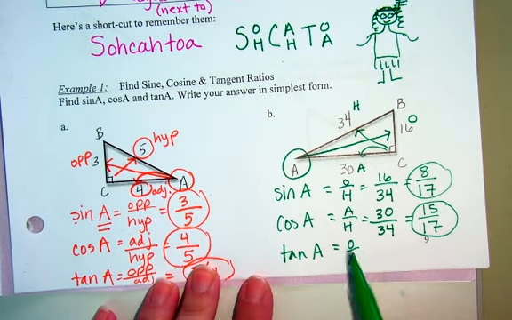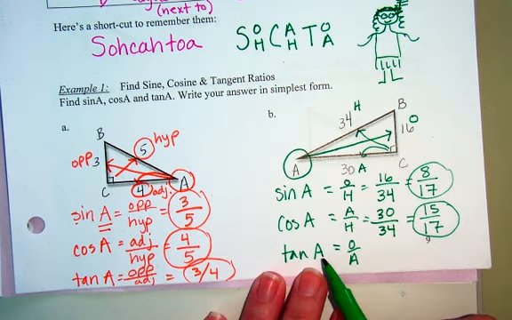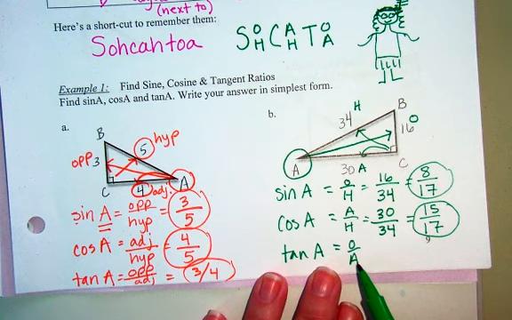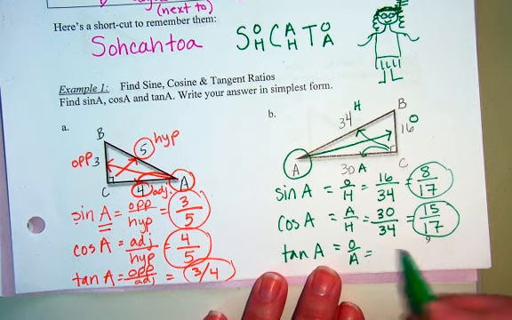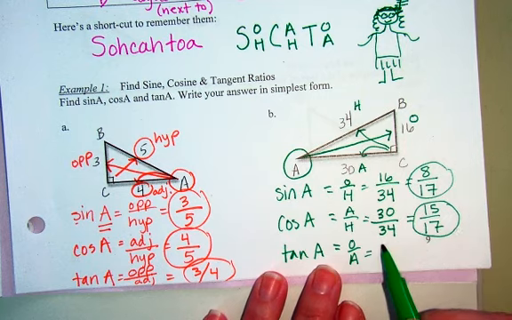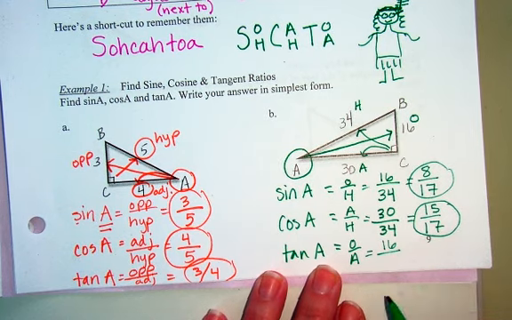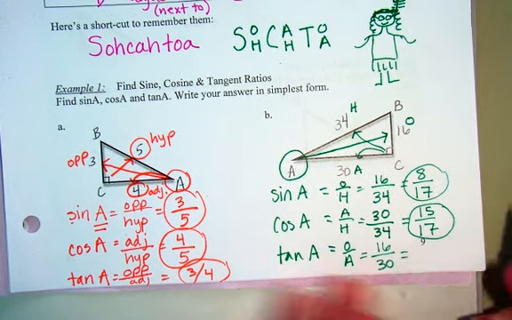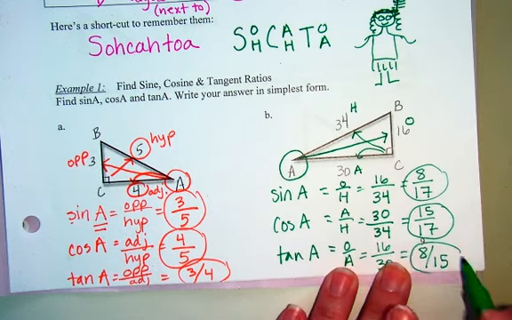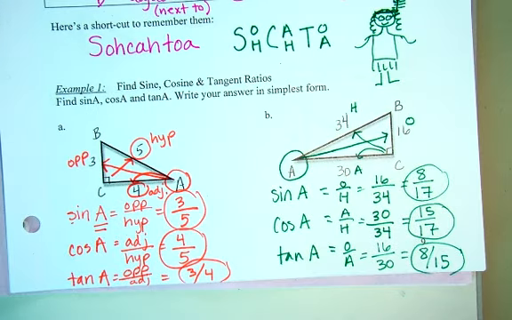And then how about tangent? Tangent is O over A. Which one's O? 16 over 30. And then if we reduce that, divide by 2, 8 over 15. You can do that. Perfect. Okay? All right, turn the page.